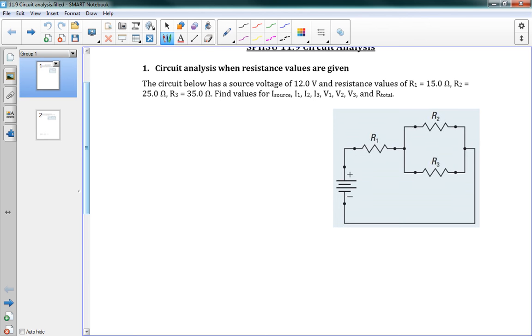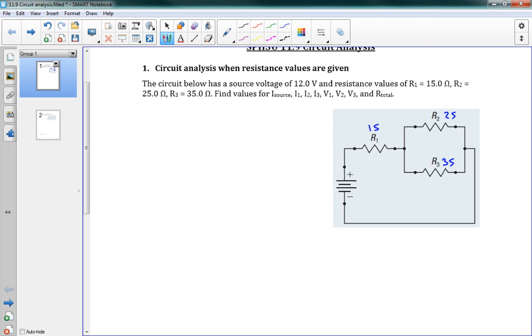Okay, so we can start by writing in our values on the picture. We've got 15 ohms, 25, and 35. I do that just to help myself visualize things.